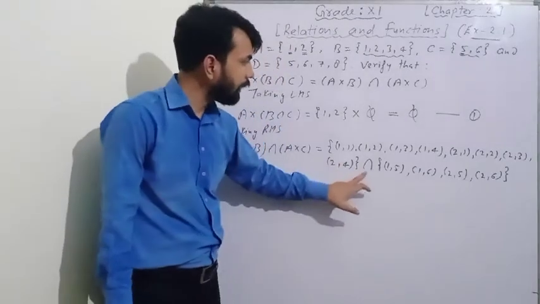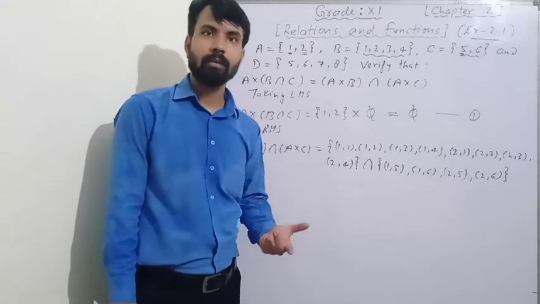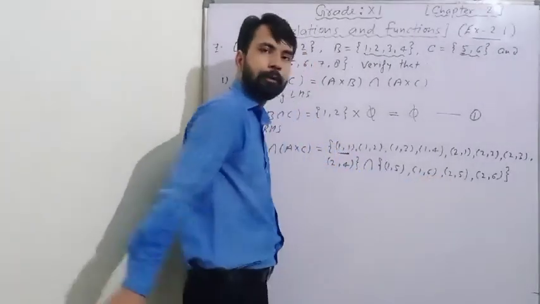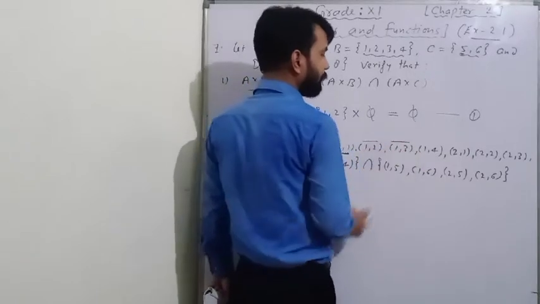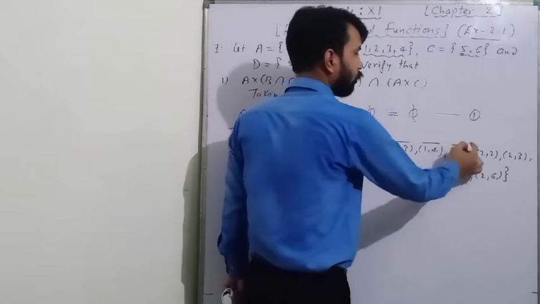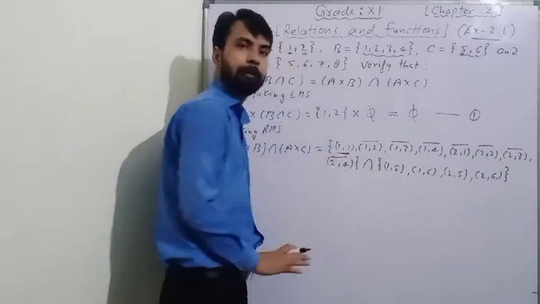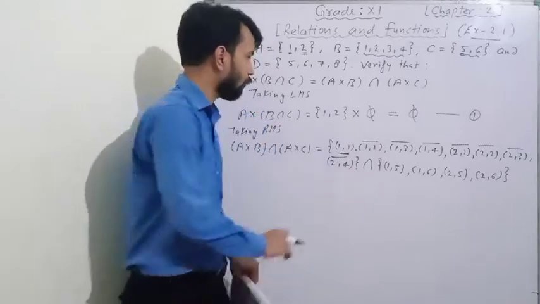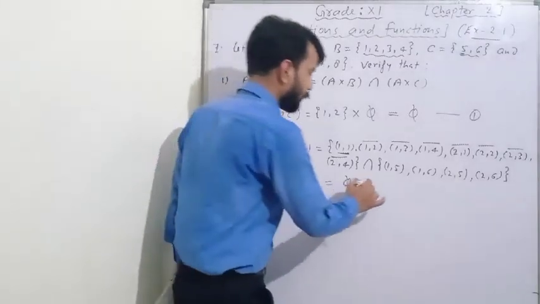Now we have to find the intersection of these two sets. So in intersection we have to find what? Common elements. So see, (1,1) is present here, but (1,1) is not present here. (1,2) is present here, but not here. (1,3) is present here, not here. (1,4) not present here. (2,1) is not present here. (2,2), (2,3), (2,4), nothing is present here. That means nothing is common in both the sets. If nothing is common, then what we will get? We will get phi, the null set. So this is equation number 2.